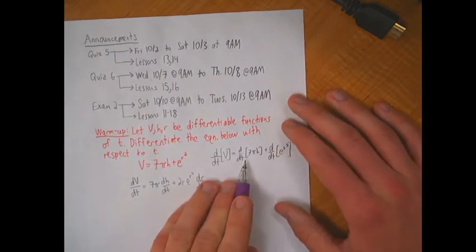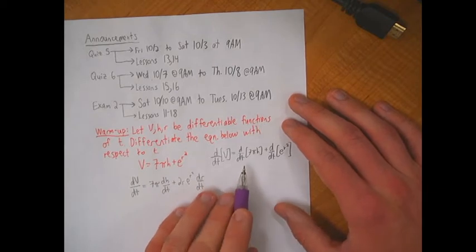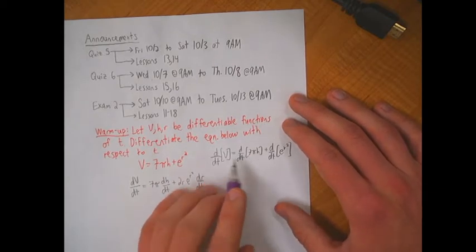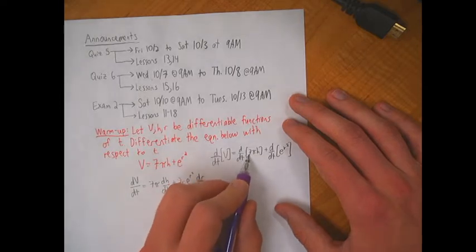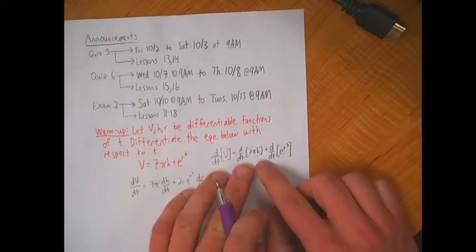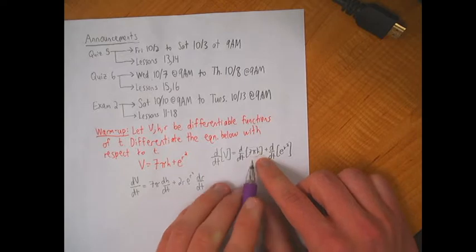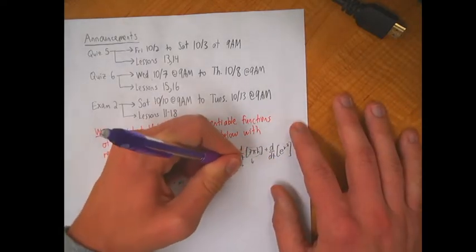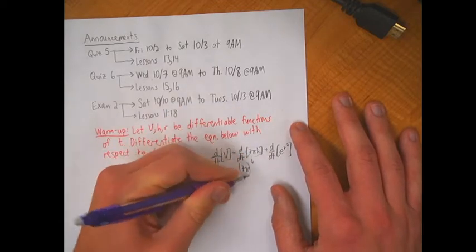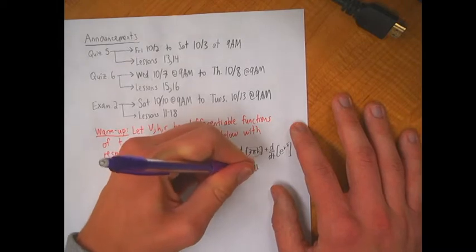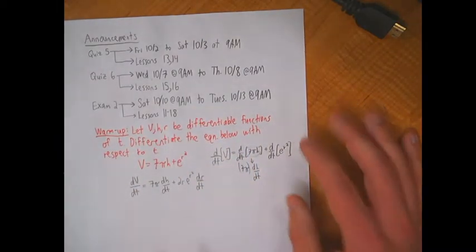Here we have the derivative of 7 pi h with respect to t. As we established before, you would differentiate this part like you normally would with respect to h, so this would just be 7 pi. But then you ultimately have to multiply this with dh dt. So that's where we have 7 pi, differentiating this part with respect to h, and then dh dt.